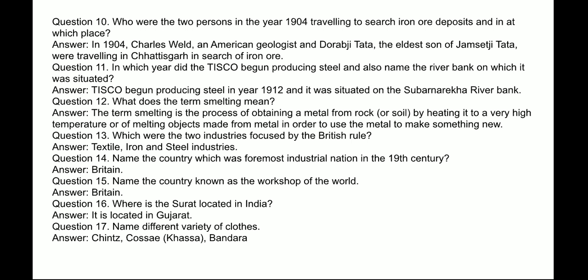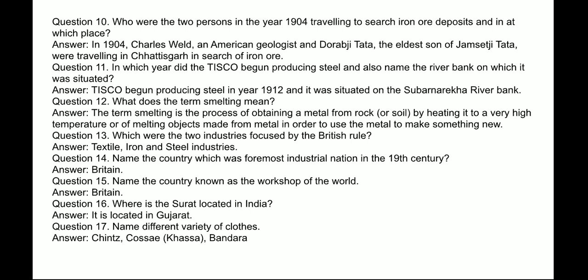Next question, what does the term smelting mean? Answer, the term smelting is the process of obtaining a metal from rock or soil by heating it to a very high temperature, or of melting objects made from metal in order to use the metal to make something new. Next question, which were the two industries focused by the British rule? Answer, textile, iron and steel industries.